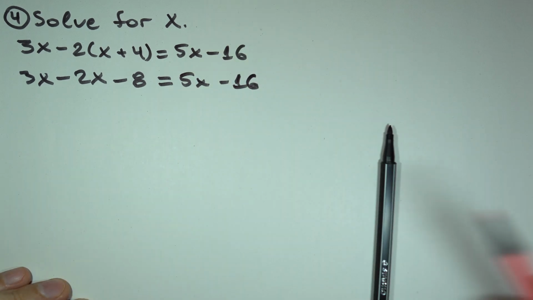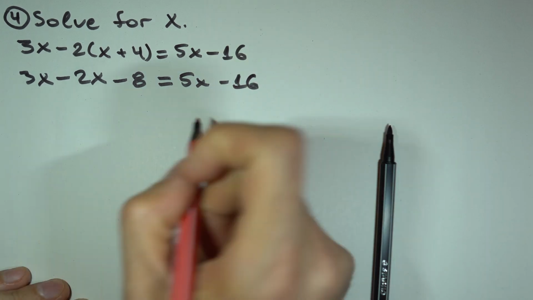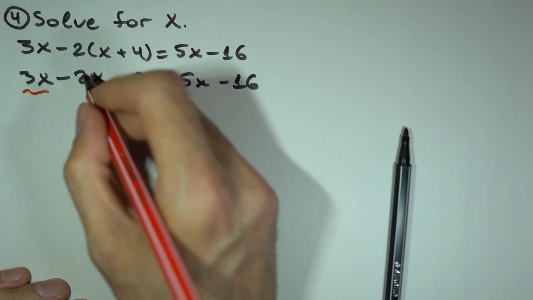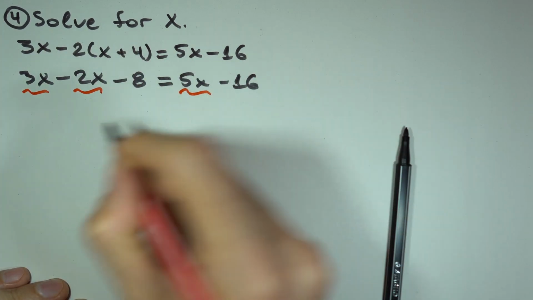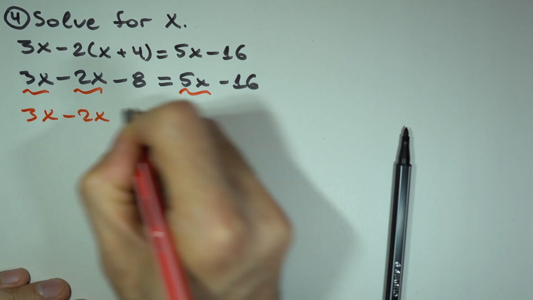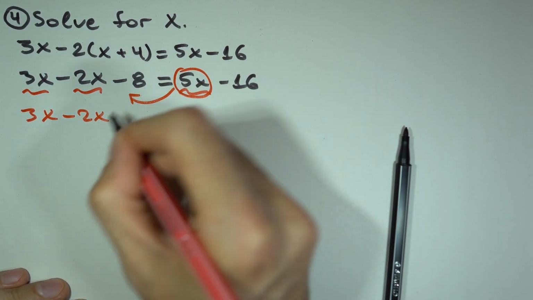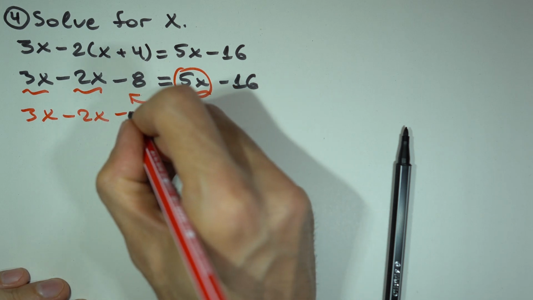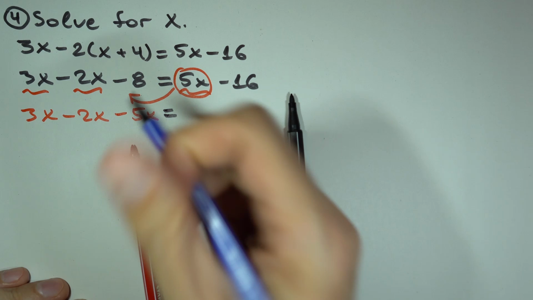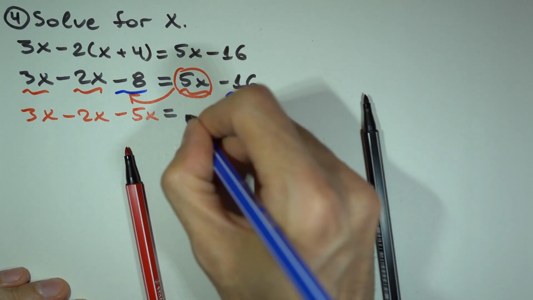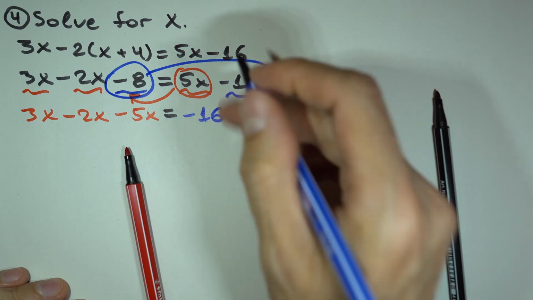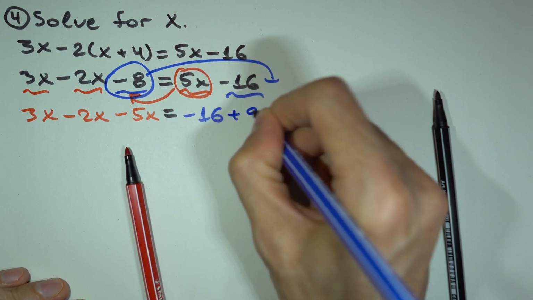Now it's time to collect all the unknown numbers on one side of the equation. Here is an unknown number. We have 3x, then we have minus 2x, and then we have 5x. Therefore, we have 3x minus 2x. We transfer the 5x to the left-hand side, and thus it becomes minus 5x. And this equals the known numbers, which are minus 8 and minus 16. So we have the minus 16, and then we transfer the minus 8 to the right-hand side, and thus it becomes plus 8.